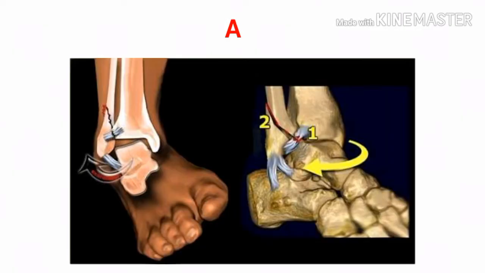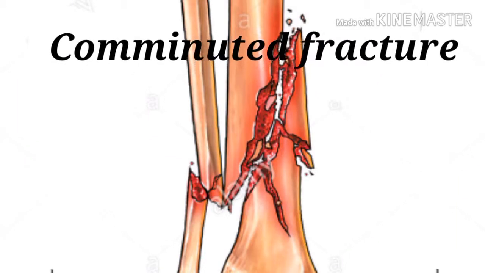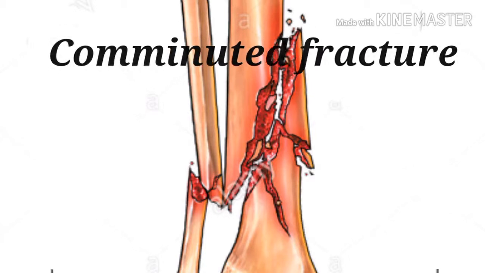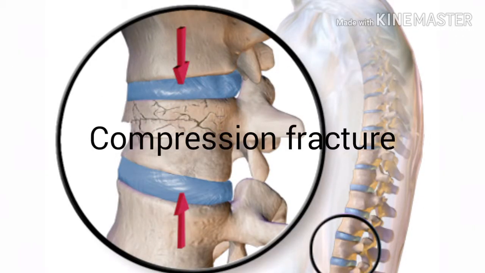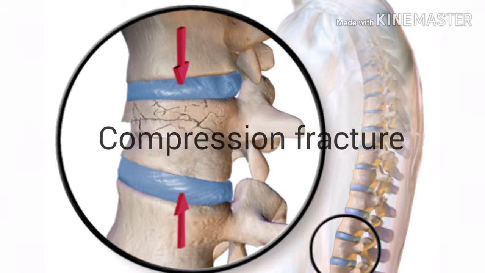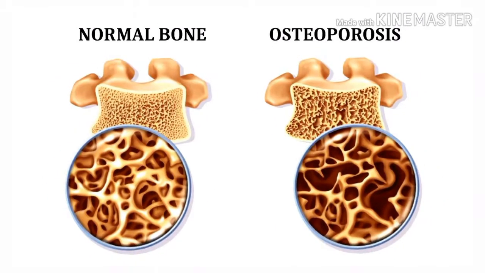There is a range of fracture types, including avulsion fracture, where a muscle or ligament pulls on the bone, fracturing it. Comminuted fracture, the bone is shattered into many pieces. Compression or crush fracture, generally occurs in the spongy bone in the spine. For example, the front portion of a vertebra in the spine may collapse due to osteoporosis.